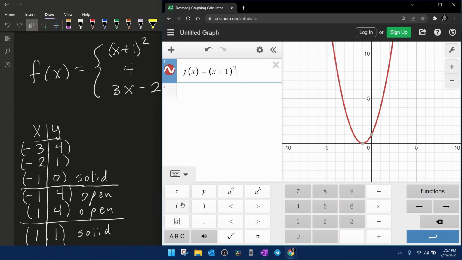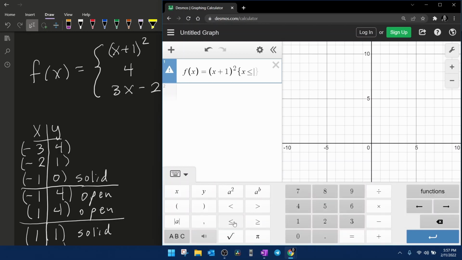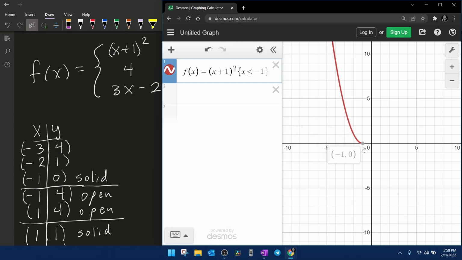We're going to open up the keyboard. You're going to click the ABC button, and we're going to click the braces button. Remember that braces are used to indicate a set. And for the top piece, we want to reduce the set of x's allowed to be x less than or equal to -1. So we're going to type in x is less than or equal to -1. And then if I hit enter, we can see that we have that piece of the piecewise function all the way up to -1, 0.